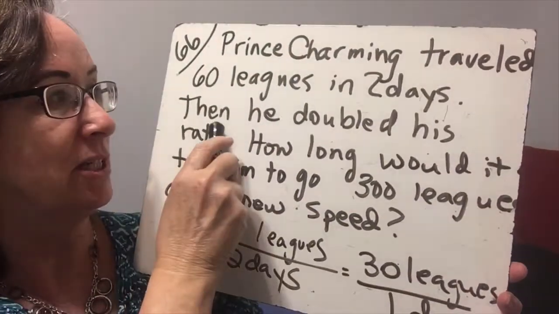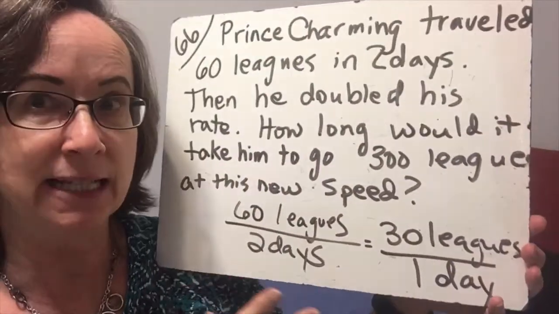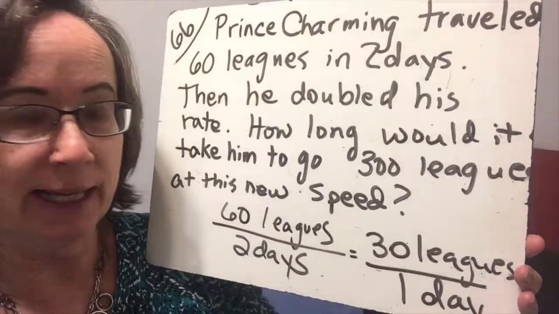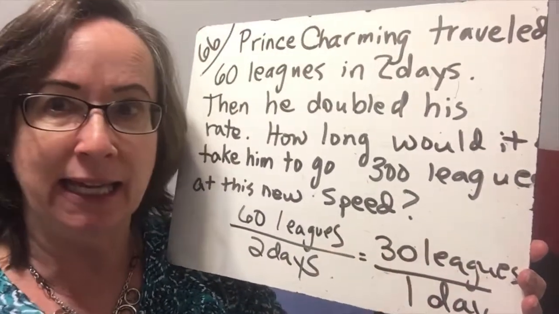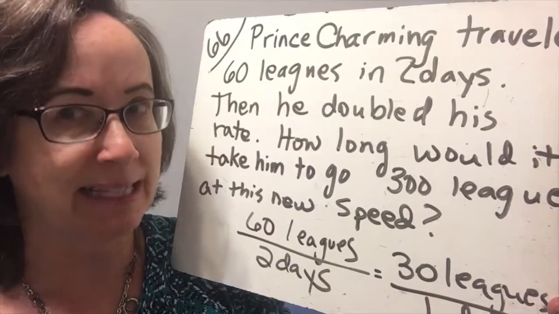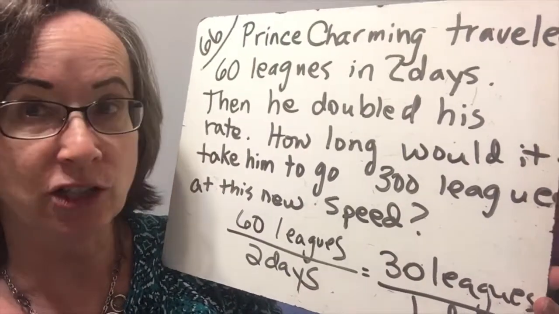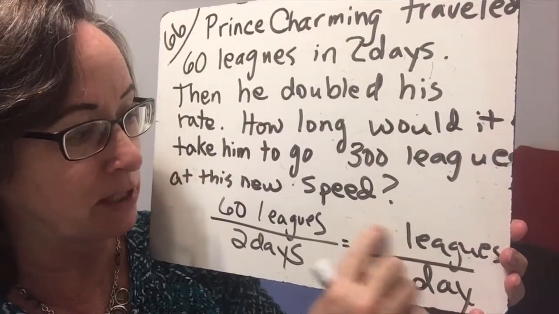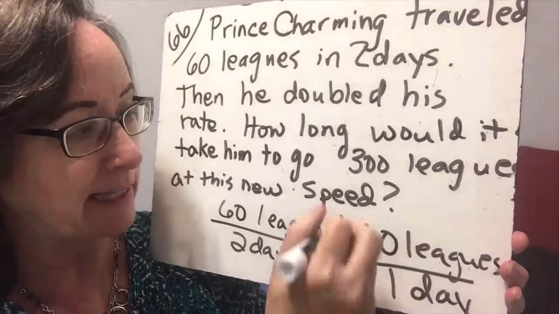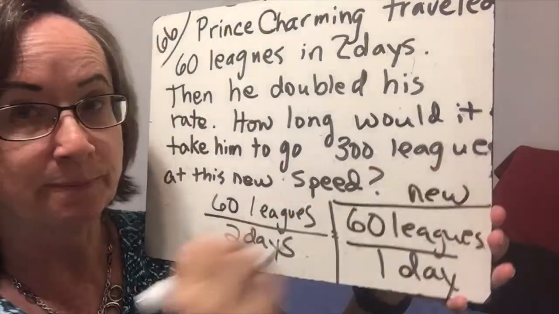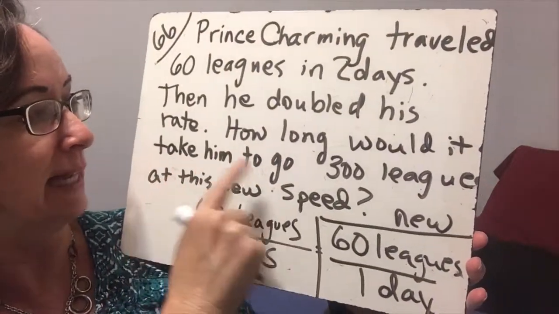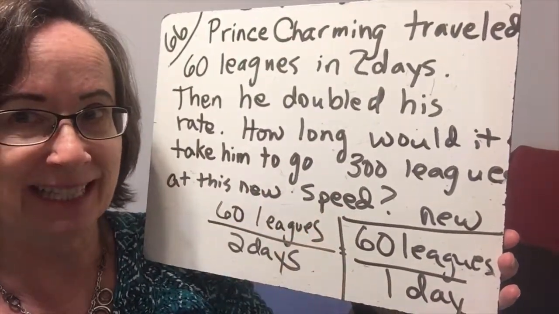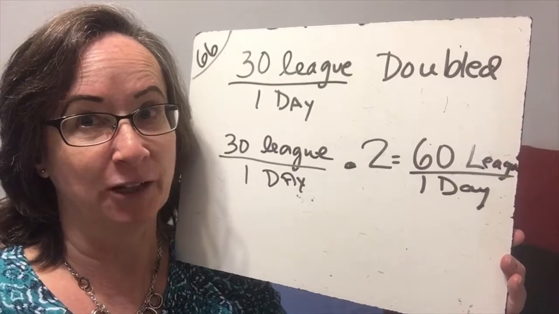And then he's going to double his rate. So in this case, rate is meaning speed, which is the normal way we use rate. And so he's going to double his rate. So instead of going 30 leagues in a day, isn't he now going to go 60 leagues in a day? So his new rate is going to be 60 leagues, because we take the 30 and we multiply it by 2, and we'll have 60 leagues is his new rate. Okay, so then it says, how long would it take him to go 300 leagues at this new speed? So let's get a new board.